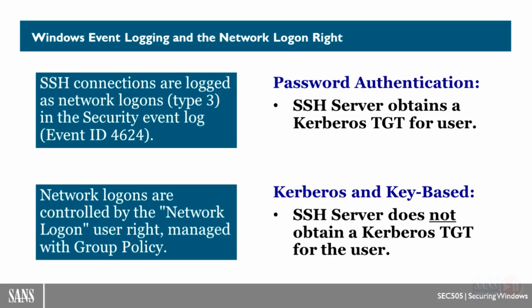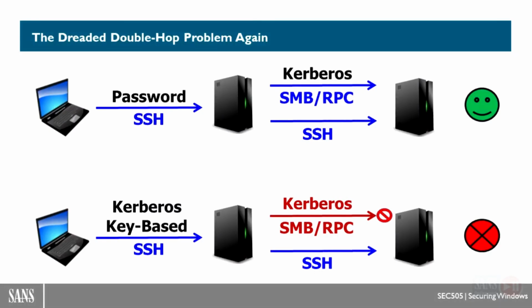Now, ironically, what if I do authenticate to the jump server using Kerberos or with a public-private key pair? Under this circumstance, the SSH server does not obtain a Kerberos ticket granting ticket for me. This causes problems, because if I'm using that as a jump server, I now have the dreaded second hop problem. You may have run across the dreaded second hop problem using other applications or other protocols, and it applies to SSH too.